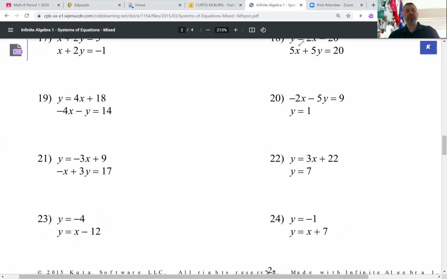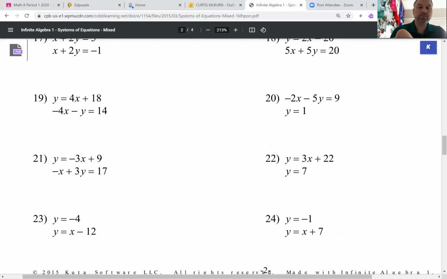When you need to solve by substitution, you're going to see either x equals or y equals, and then another equation that is in that kind of form. So y equals 4x plus 18. Where I see a y, I'm going to replace it with 4x plus 18. So I've got negative 4x minus, and then again, I'm going to replace that y with 4x plus 18.